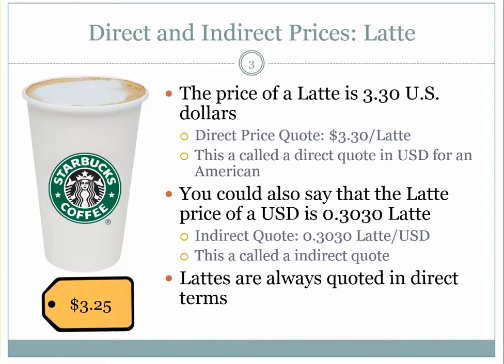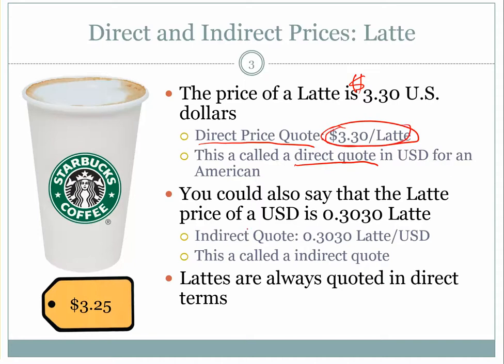In the US, the price of a latte at Starbucks is about $3. So we say the direct price quote of a latte is $3 per latte. This would be called a direct quote for an American. Any quote for a commodity priced in dollars would be a direct quote.